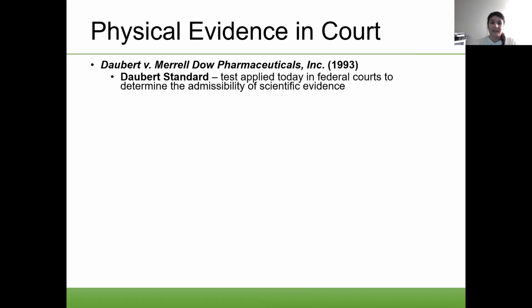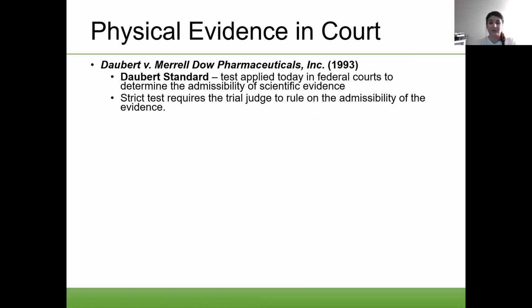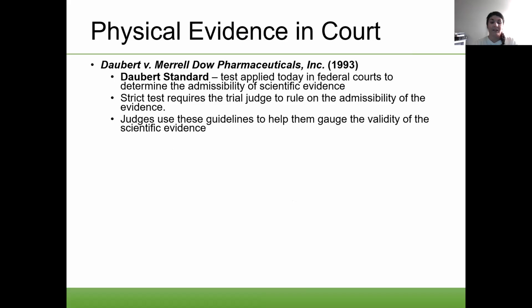Then in 1993, the Daubert standard, I don't know if I'm saying that right again, which is a test applied still today in federal courts to determine the admissibility of scientific evidence. It's a strict test, and it requires that the trial judge rules on the admissibility of the evidence. They are the one that says if it's admissible or not, and they are the only ones. They use guidelines to help them gauge the validity of the scientific evidence.